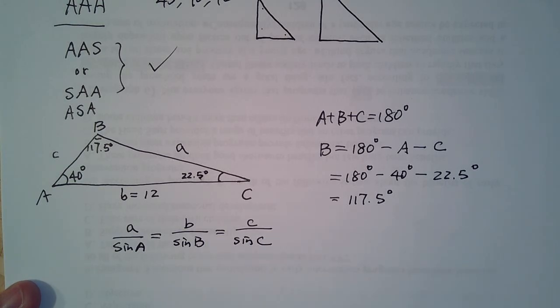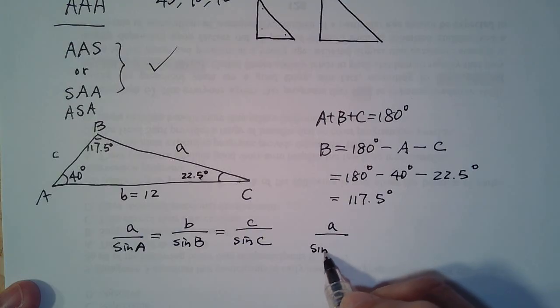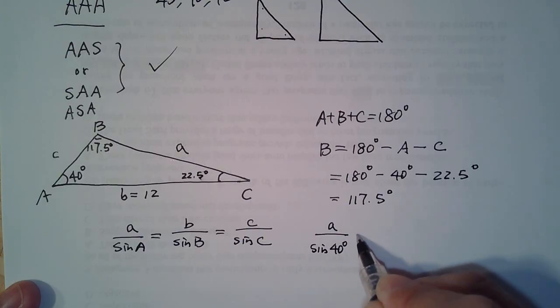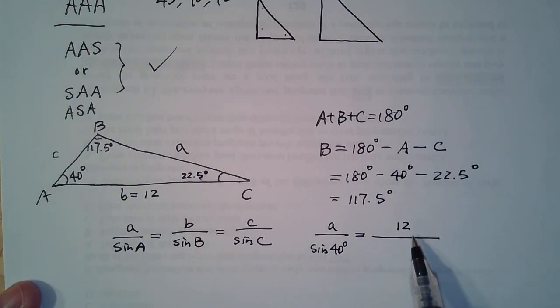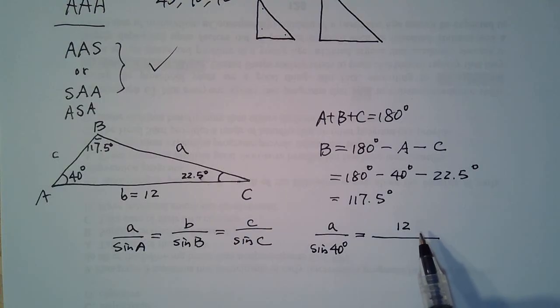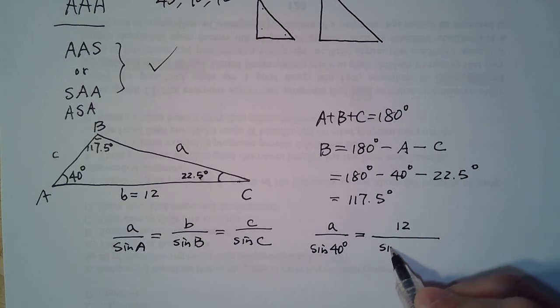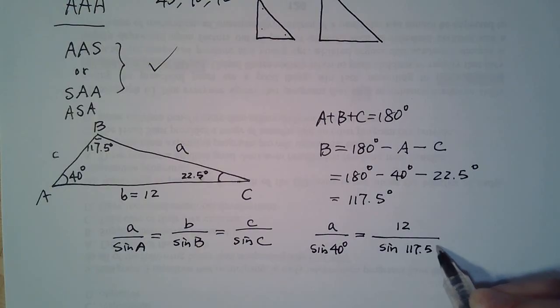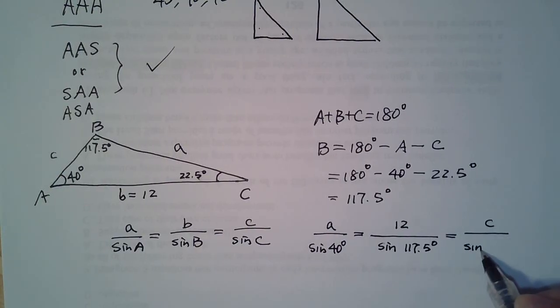All right, now I don't know a and c, so I put a over sine A, which is 40 degree. And for b, the good thing is I know b. In this example, they didn't tell you whether it's in centimeter or in meter. It doesn't really matter. It's just 12, the length of that side b. And then the sine of angle B, which we just found, 117.5. And then little c, I don't know, but I know the angle C, 22.5.